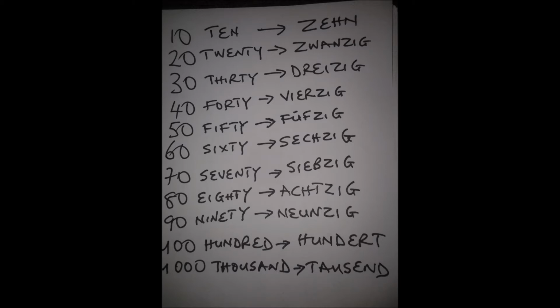So let me give a test now. What will be 67? Have you thought about what 67 will be like? You don't put the 60 first, you start with 7. So it will be 7 and 60. So try, what will be 48? That will be 8 and 40.